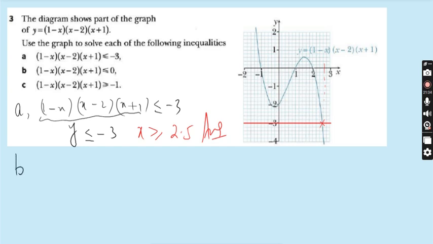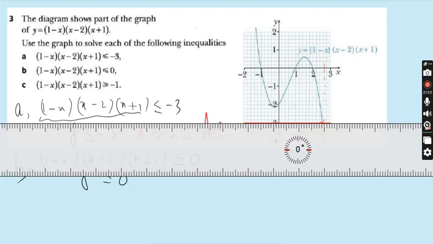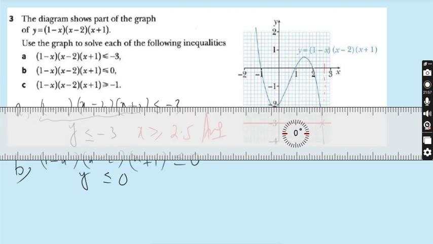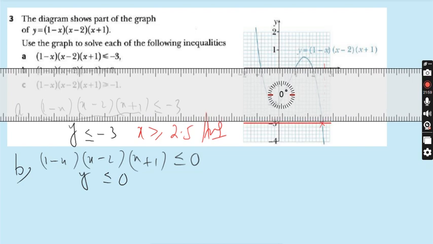Move to part B. 1 minus x, x minus 2, x plus 1 less than or equal to 0. This is y less than or equal to 0, and this is obviously the x-axis, because y equals 0 means x-axis. So draw the line on the x-axis in your graph.